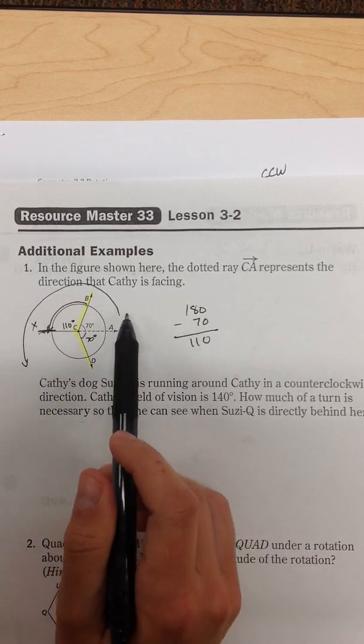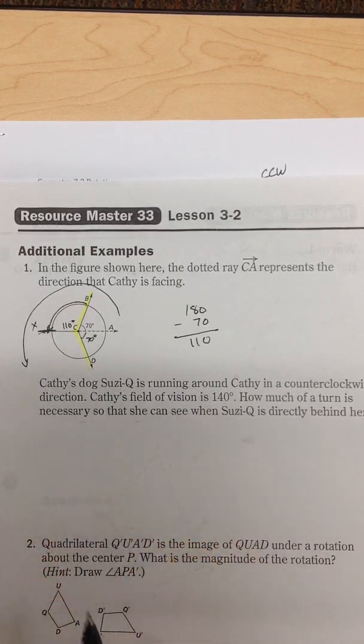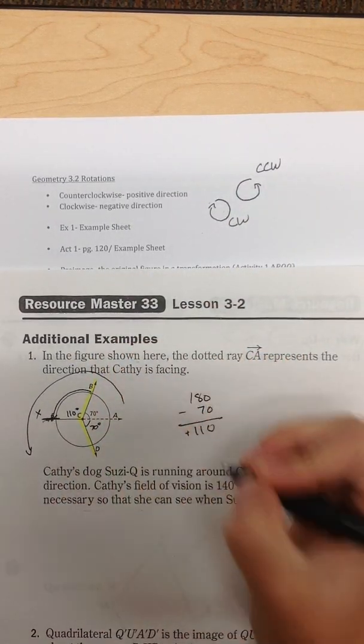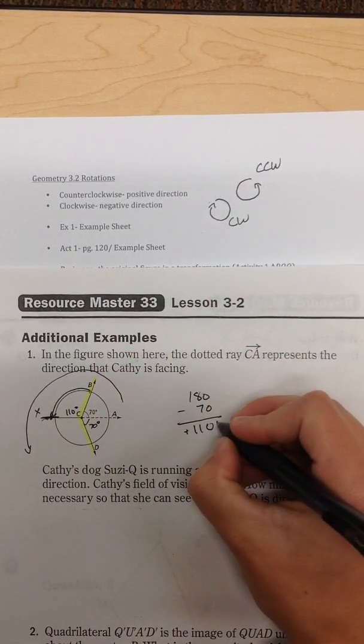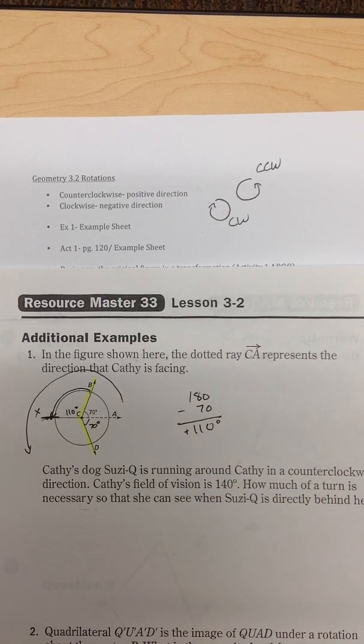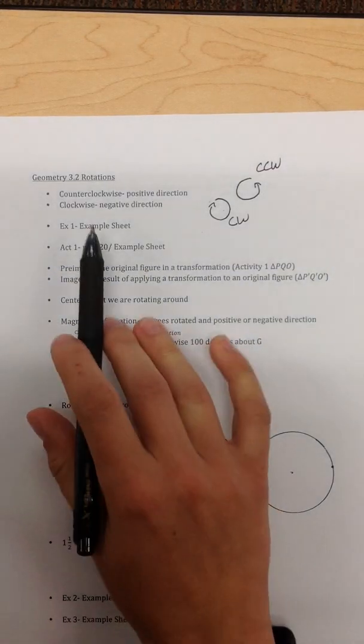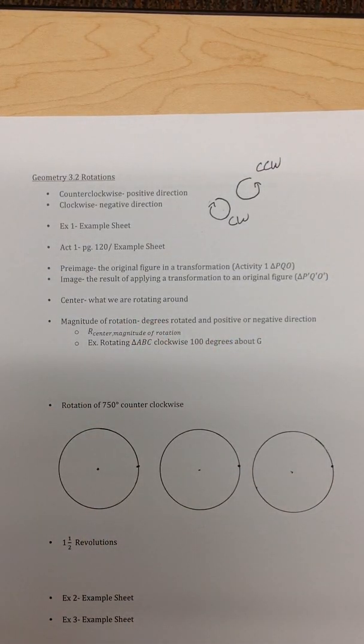Since we are going counterclockwise, if we look back to our notes, counterclockwise is positive, so this would be positive 110 degrees that she has to turn so she can see her dog. Okay, so that was example 1 on our sheet.